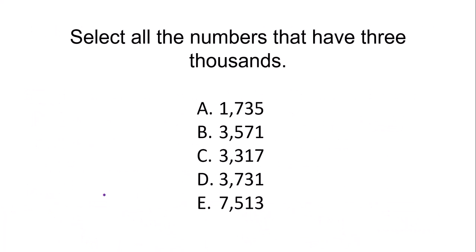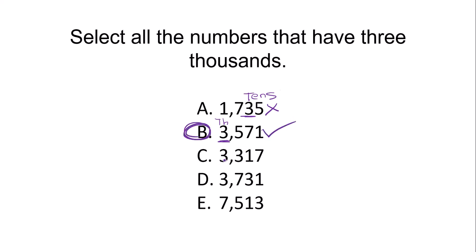Alright, select all the numbers that have 3 thousands, or 3 in the thousands place. 3 in the thousands place. I'm looking at this number and I see a 3, but that 3 is not in the thousands place, it's in the tens place. So A does not work out. I'm looking here at B. It does have a digit 3 and the 3 is in the thousands place. I'm just going to write TH for thousands, so B works out fine.